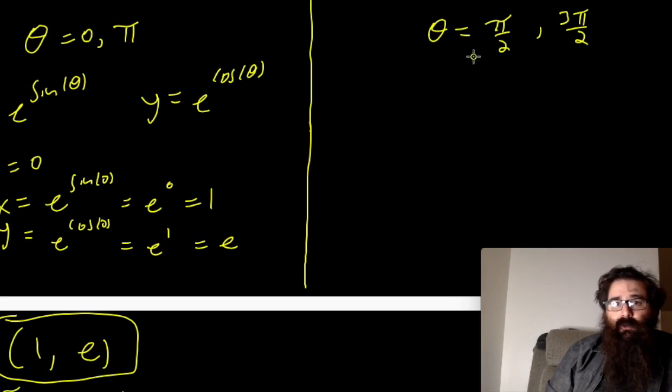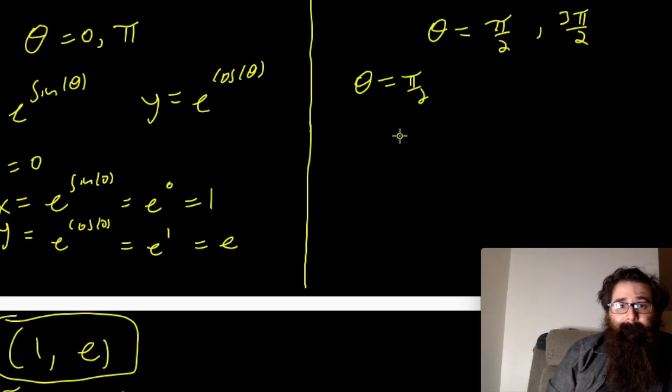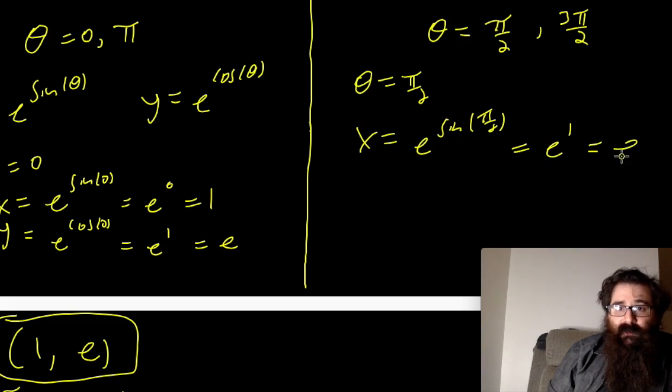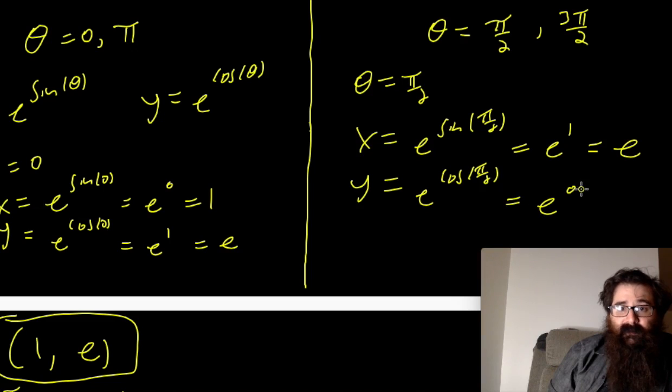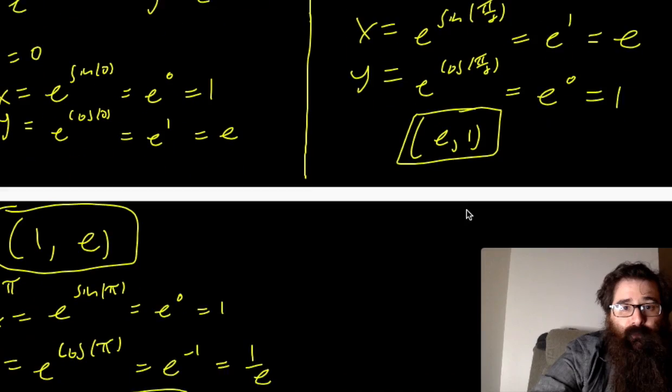Let's talk about those vertical points of tangency. If I start with theta is pi over 2, and say, well, x is e to the sine of pi over 2, which is e to the 1, which is e, and y is e to the cosine of pi over 2, or that's e to the 0, which is 1. So I get the point e comma 1 as a vertical point of tangency.